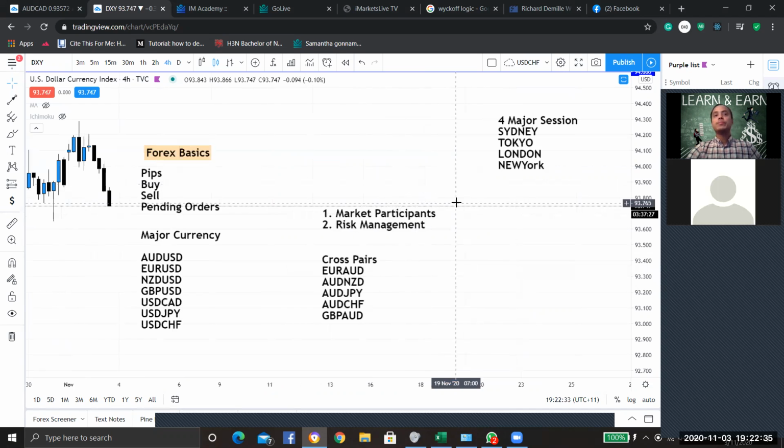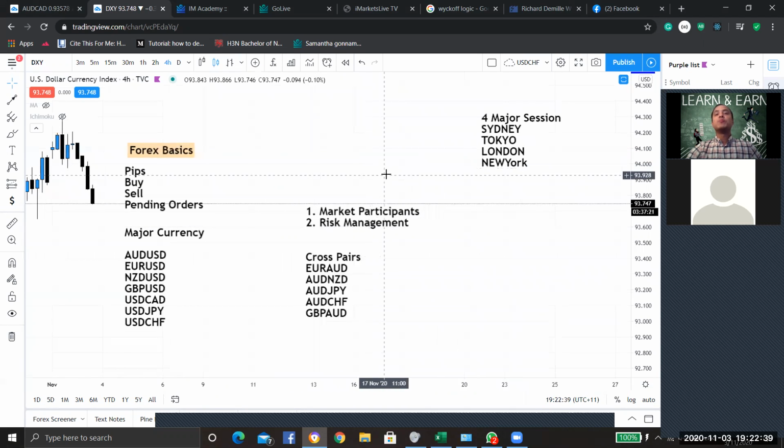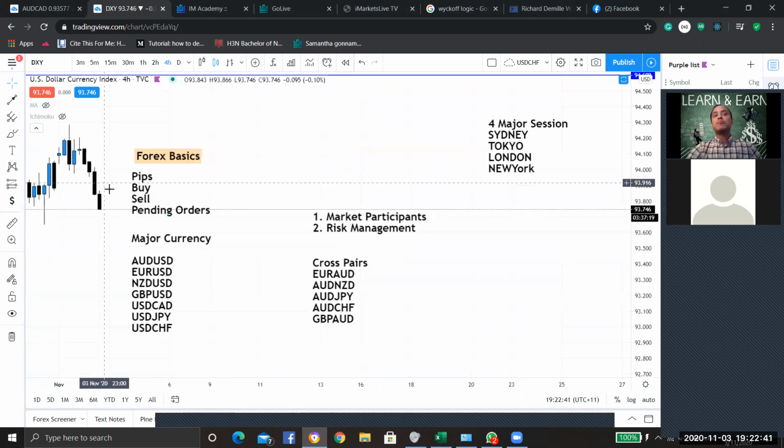What exactly do you mean by volatile? Is it a variation? Yeah, volatile means the market is fluctuating very highly, going up and down, making rapid turns and reversals. That is what volatile means.